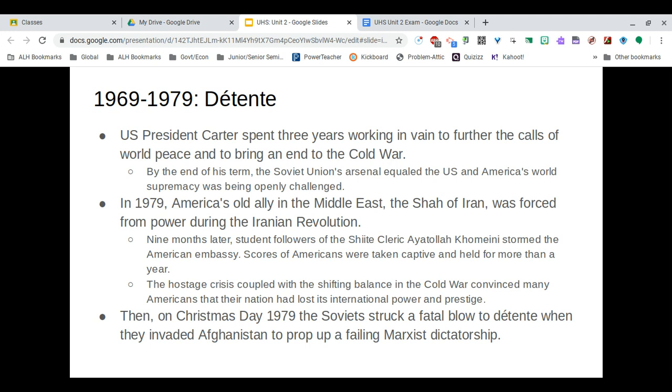The hostage crisis is now going to cause a huge gas crisis in the United States. Our economy starts to tank, and this makes us look like the weak ones, and the Soviet Union looks a little bit stronger. The entire world looks at us like, you're not doing as well as you were in the past. And then the Soviet Union completely breaks detente when they invade Afghanistan.